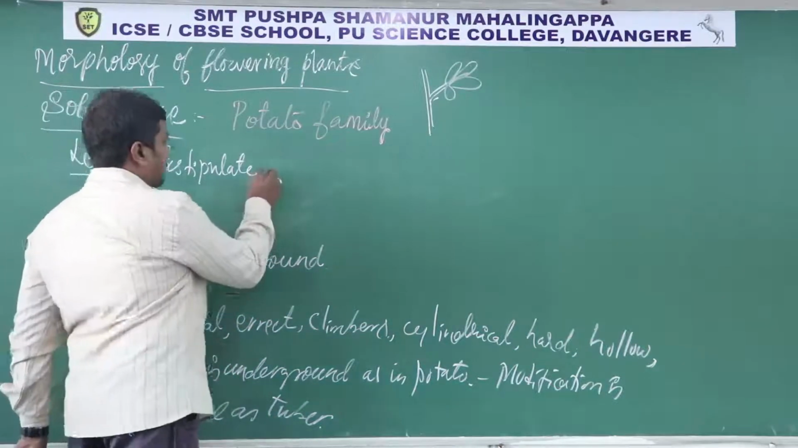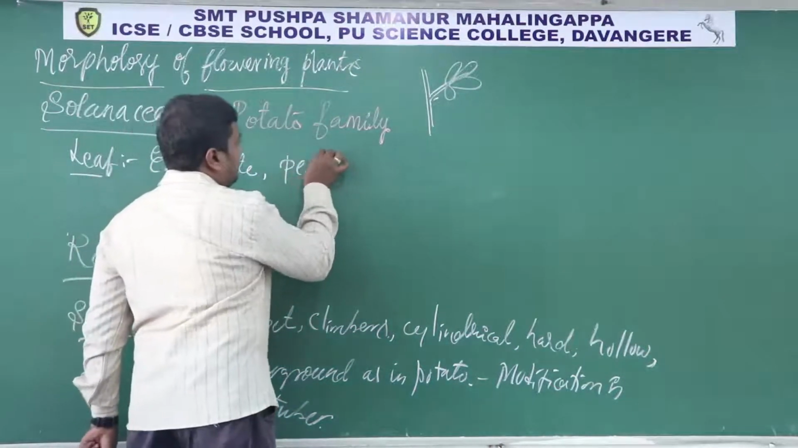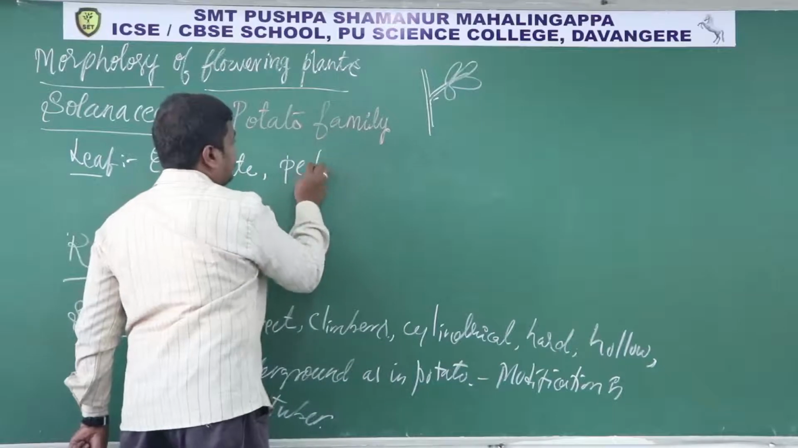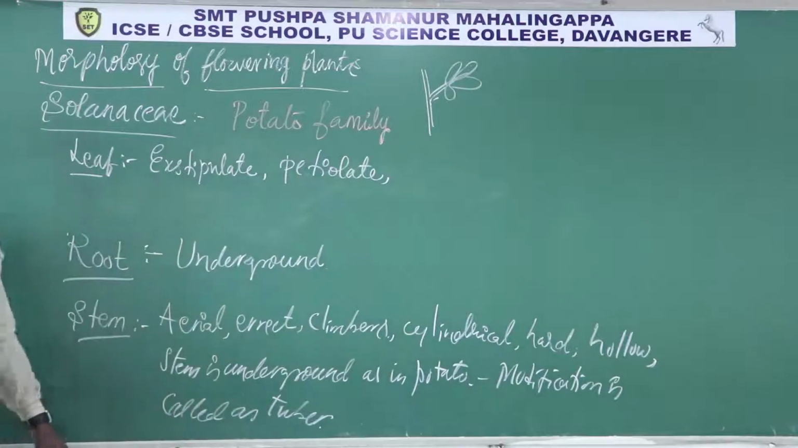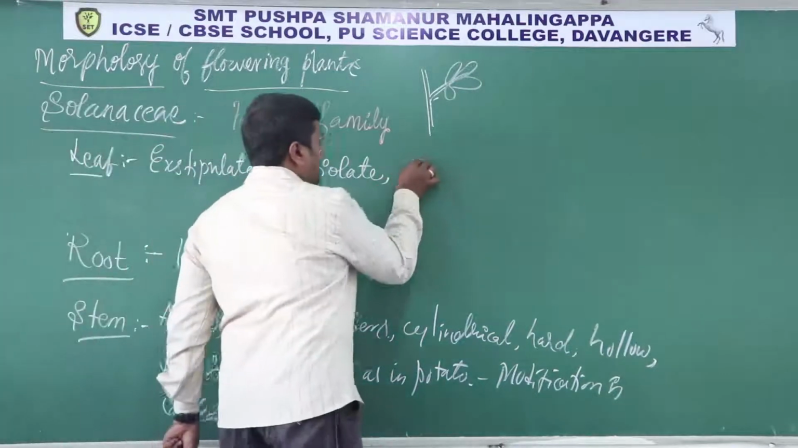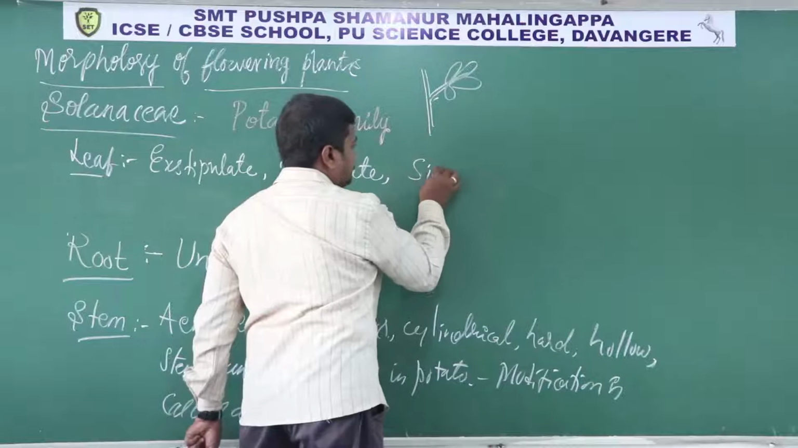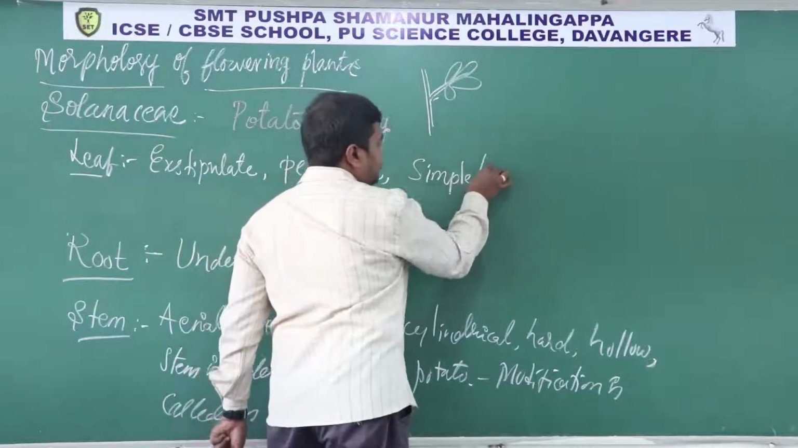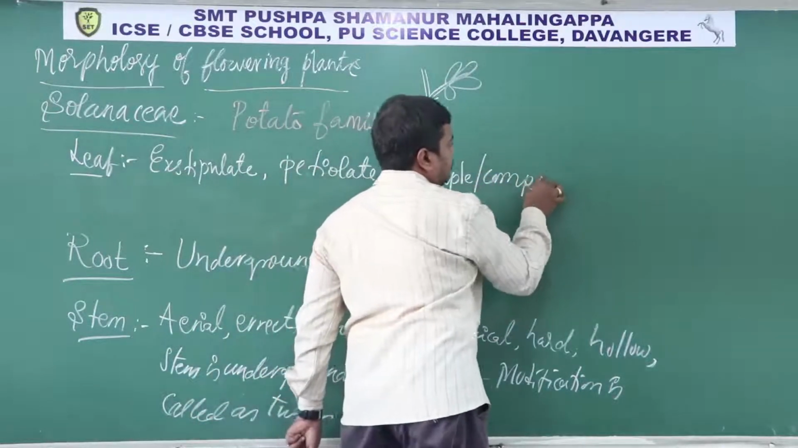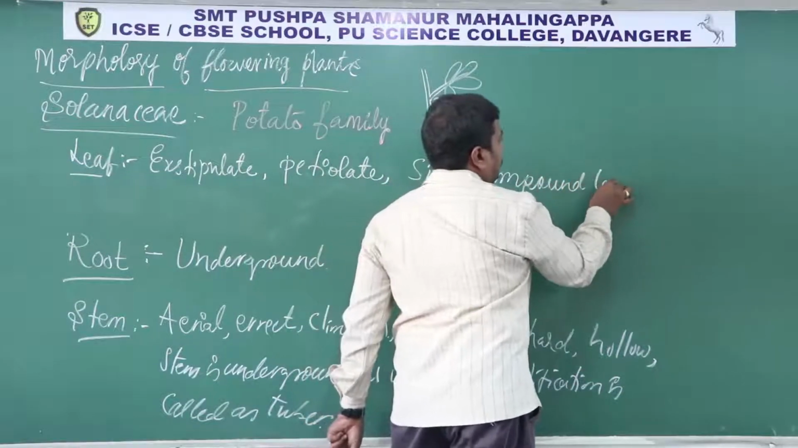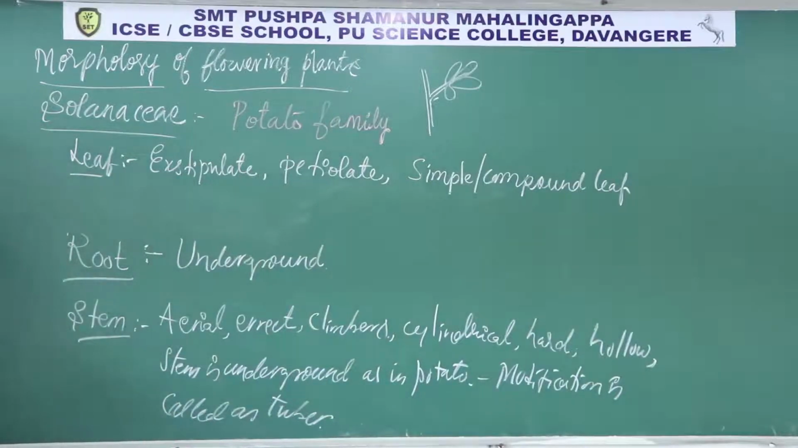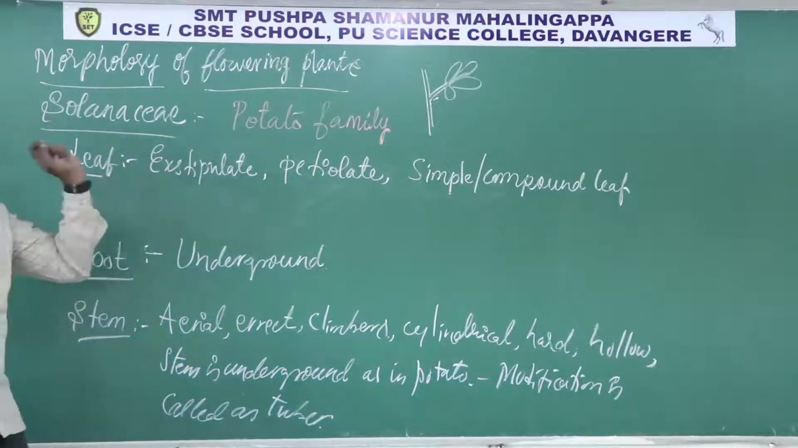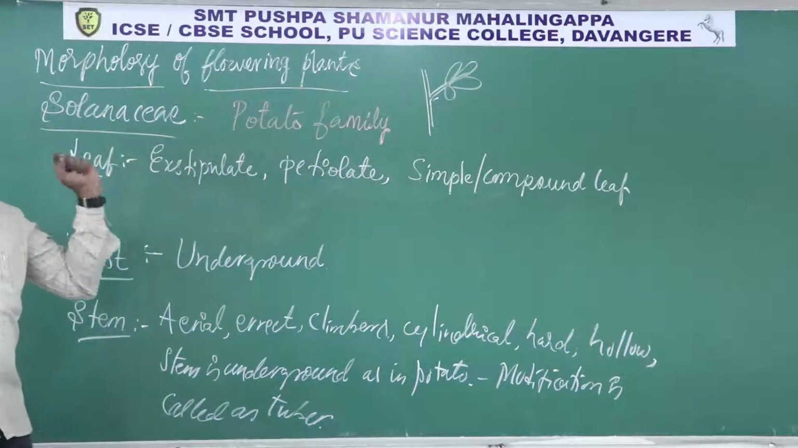Leaves are exstipulate and petiolate. In some plants they are simple leaves, and in some plants they are compound leaves. So two types of characters can be observed under the leaves of Solanaceae. Both simple leaves as well as compound leaves can be observed under the family Solanaceae.